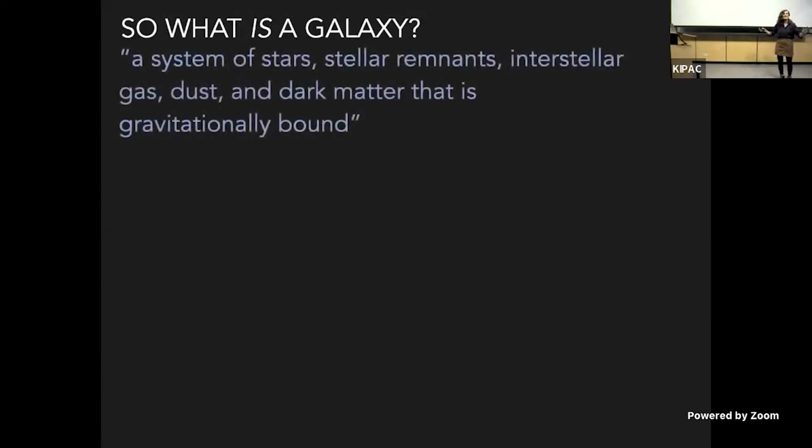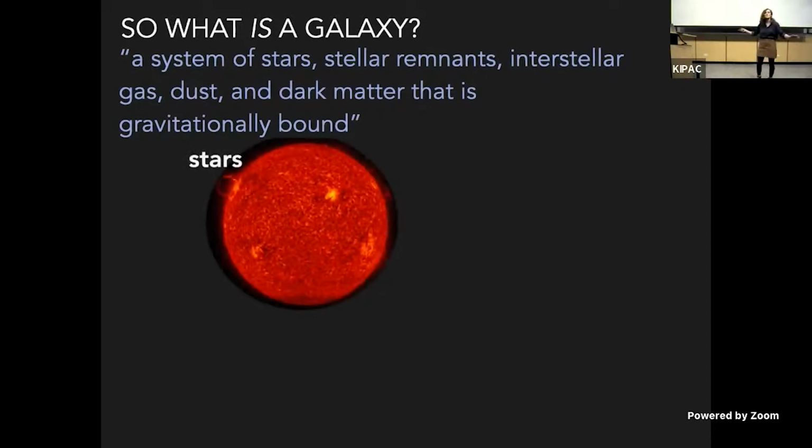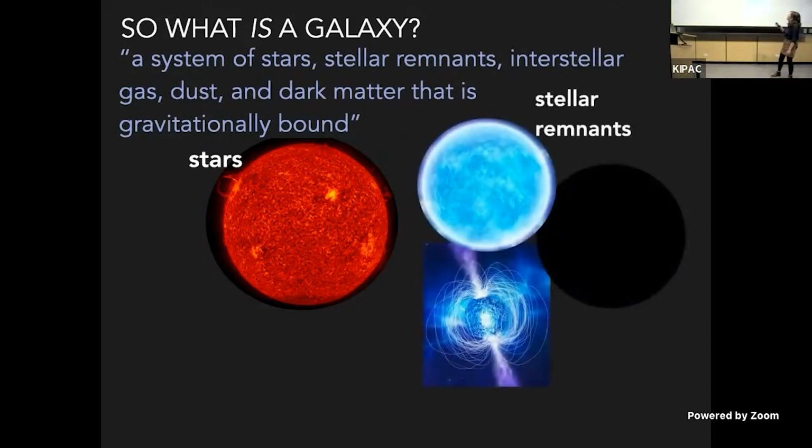So I want to start by talking about what galaxies actually are. If you look up the Wikipedia definition, they're systems of stars, stellar remnants, interstellar gas, dust, and dark matter that's gravitationally bound. Of those components of a galaxy, stars are probably the most familiar one. These are stars like our very own sun. They come in a variety of different masses that correspond to different colors.